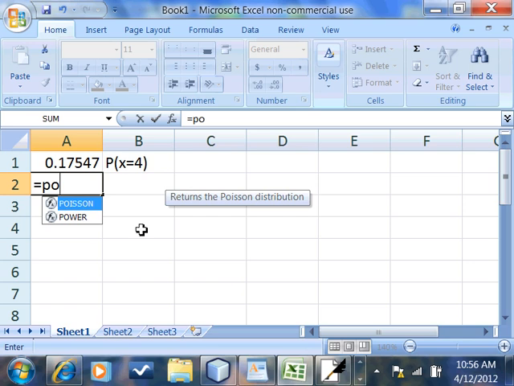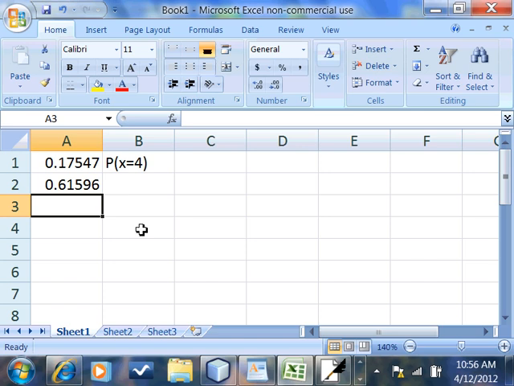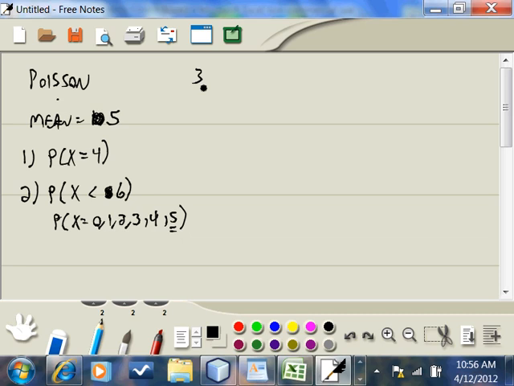We'll do a Poisson. And the first value here is the ending value, so it ends with 5, so we'll put 5 in there. Unfortunately, my mean is 5, too. I should have chosen a different number, but oh well. Comma, and I'll do 1 for cumulative. By doing 1 for cumulative, it'll add up all the probabilities from x equals 0, 1, 2, 3, 4, and then that 5. And this was x is less than 6.